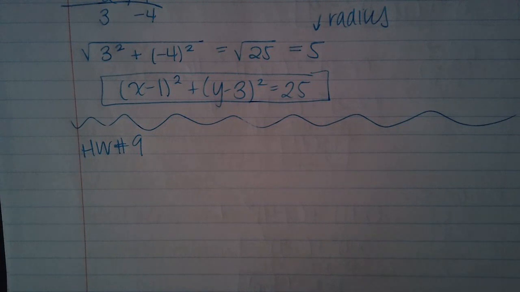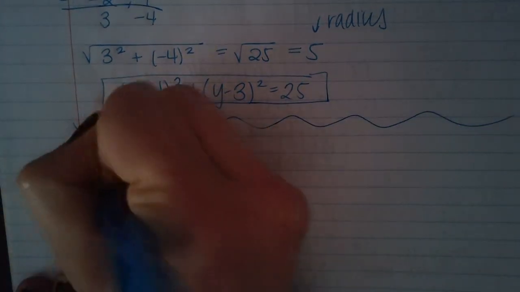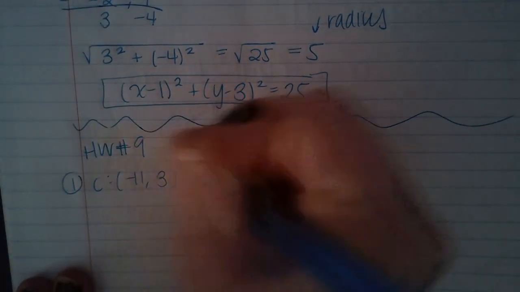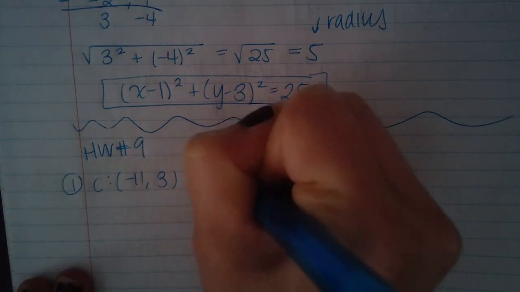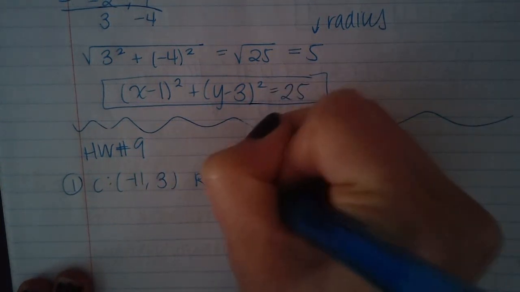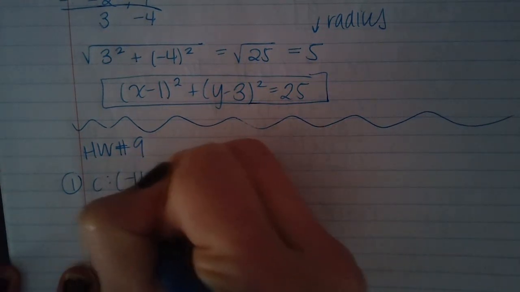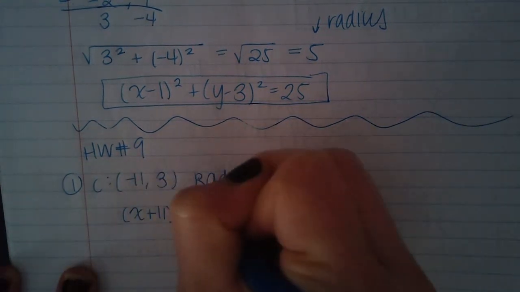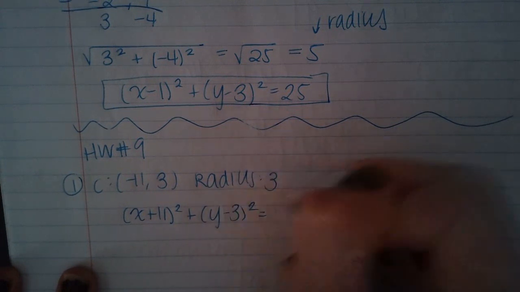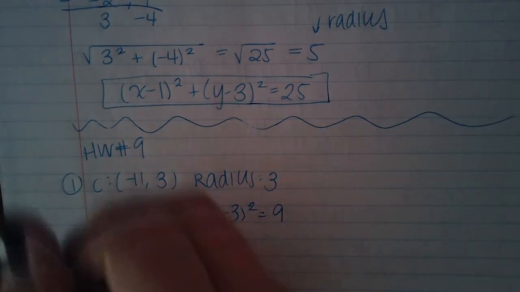All right, for number 1 of homework number 9, they give you the center of negative 11, 3 and the radius of 3. So you just plug it all in. Should be fairly straightforward. So x plus 11 squared, y minus 3 squared equals the radius squared, which is 9.